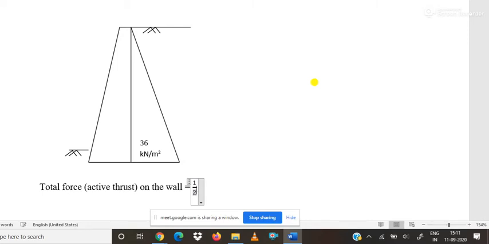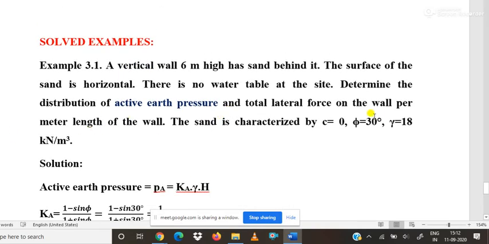half multiplied by 36 multiplied by height. This much of kilonewton, but here this 36 is kilonewton per meter square, and we have just multiplied by 6, which is the value of height, not area. That's why this much of kilonewton is per meter width of the retaining wall, per meter length of the wall.